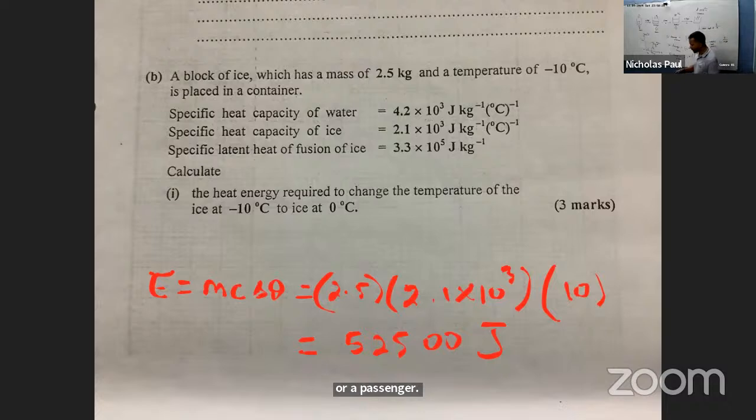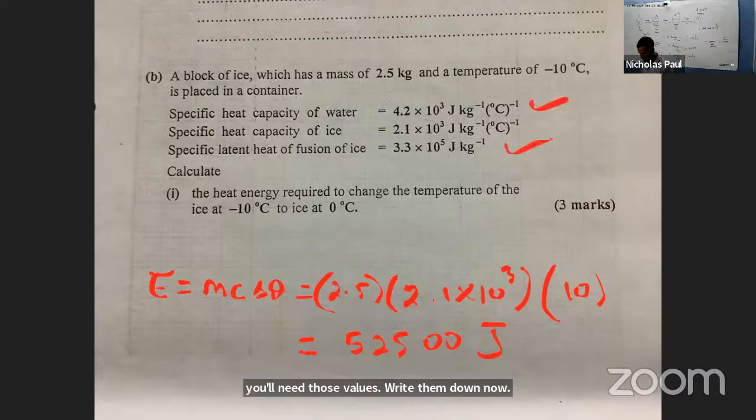Next part, let's go again. Oh, one more paper. You'll need those values. Just screenshot or write them down now. You'll need these two values here. Write them down fast. No picture, write it up. Write down these two values here.